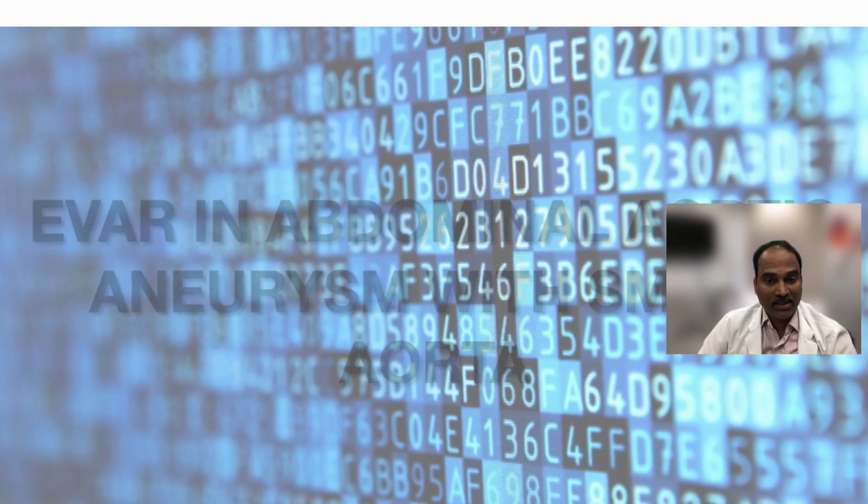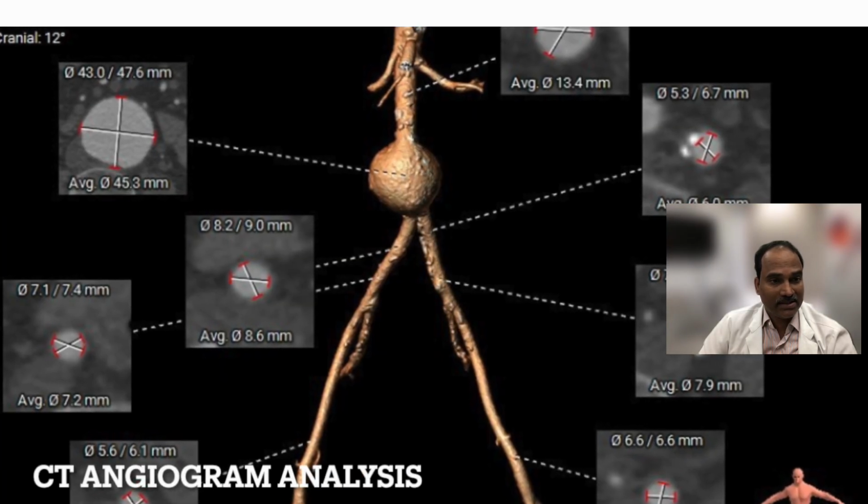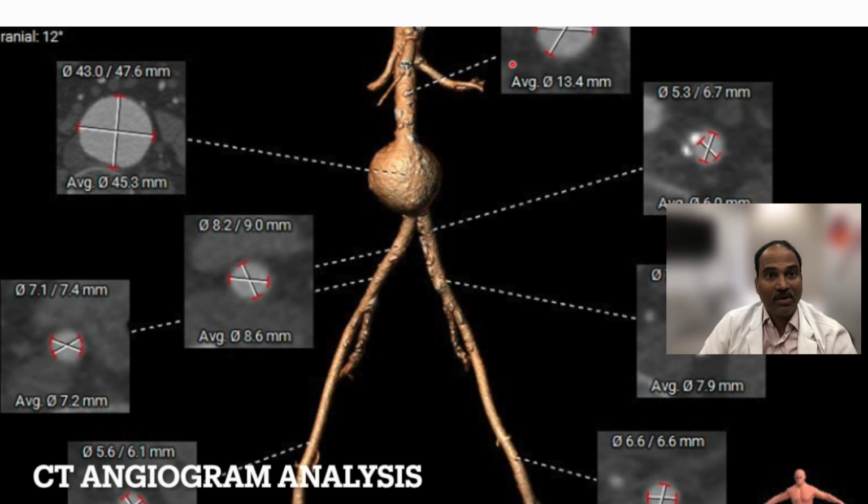Okay, so we'll come to CT analysis in this patient. You can see the abdominal aorta below the renal artery was just around 13.4 millimeters, so it's less than 14 millimeters, which is small actually. Anything less than 18 millimeters is considered small aorta. And you can also see at the aneurysm site it's like 4.5 centimeters, so it's less than 5 centimeters.